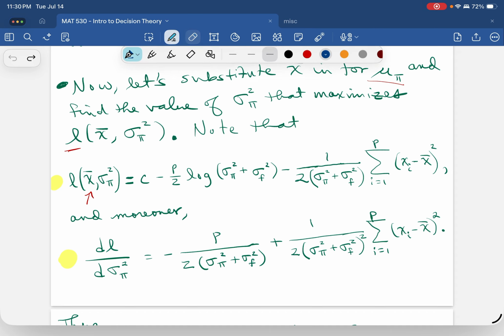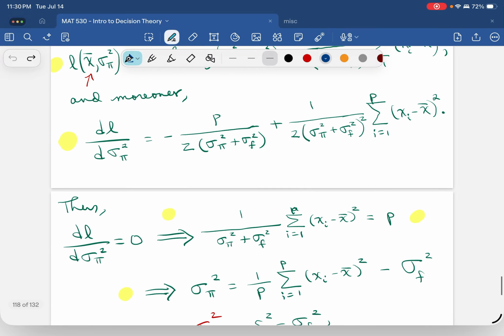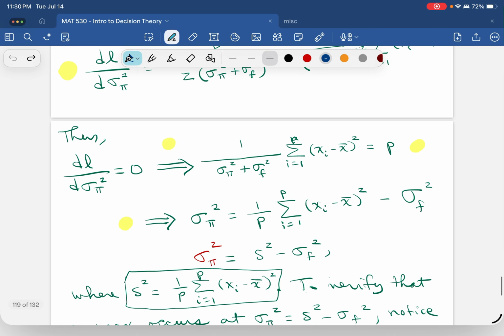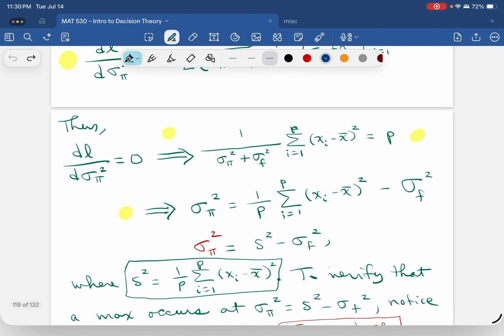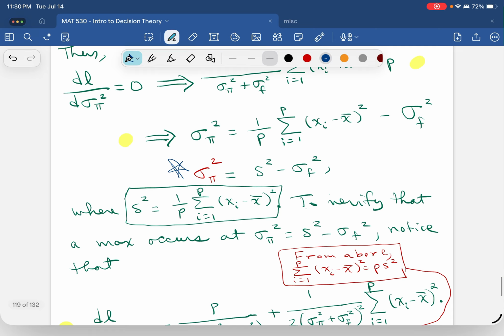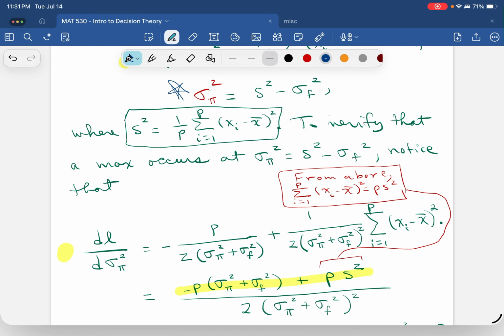For the second term, it's similar to the fact that the derivative of 1 over x is negative 1 over x squared, right, if x is a variable. So that derivative gives this. And then, of course, like we always do, set that equal to 0 and solve. And what we get is what we see here. And then we need to verify that we actually do have a maximum there. So the way I chose to do that is, notice first I made a replacement here using this fact here that the variance is what we see here. And so then this sum here is just p times s squared.